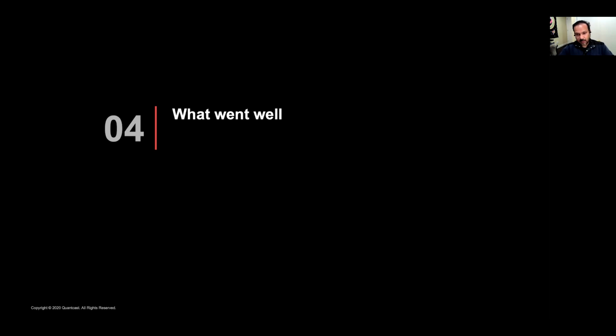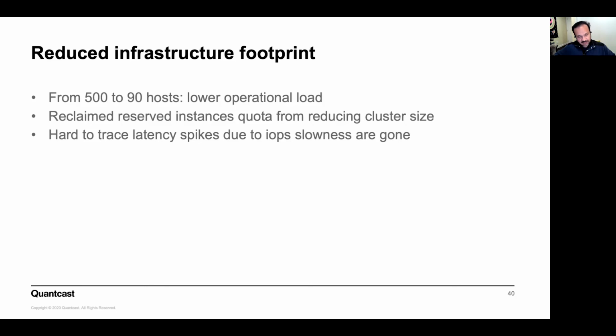Now let's go over what went well during this process. Once we were done with this migration, we were able to go from around 500 hosts to 90 Aerospike instances. This has definitely reduced our infrastructure cost. It has lowered our operational headaches. We reclaimed back instances from reducing a cluster size. We were able to allocate those instances to other jobs.